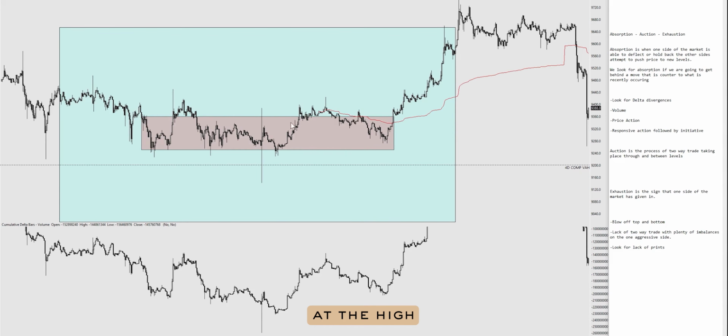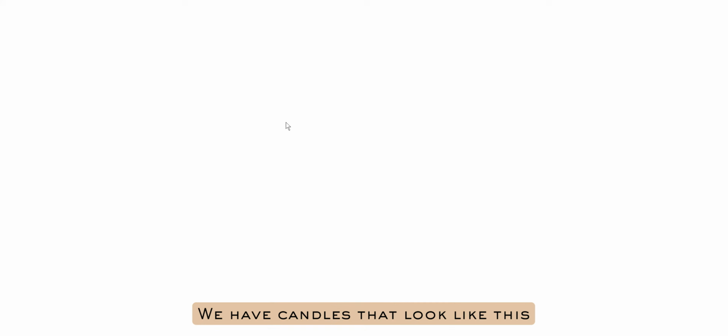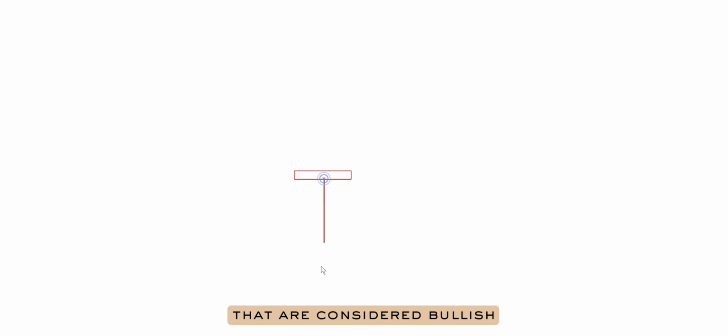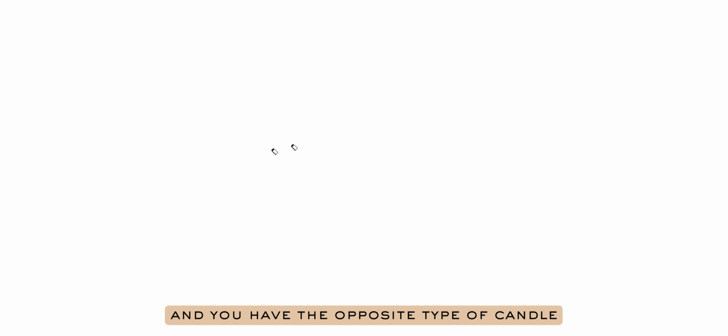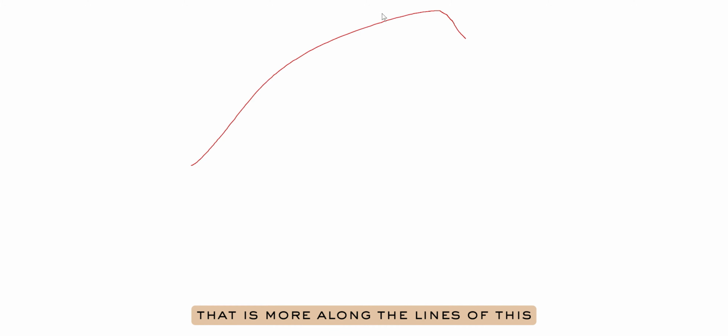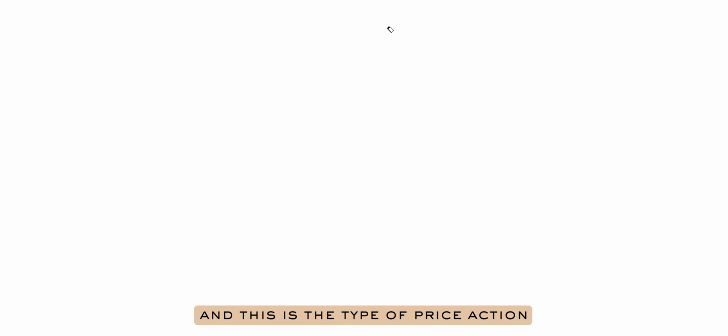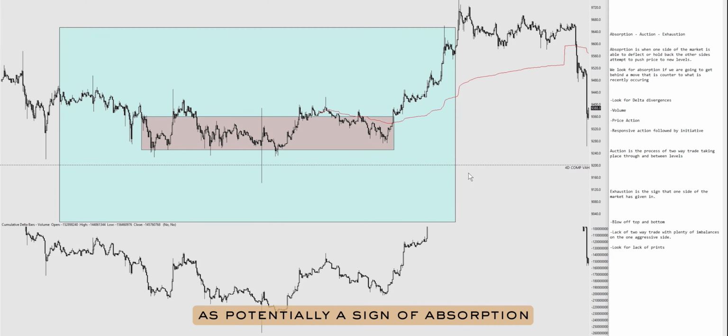If we're looking for absorption at the high, it had a large range, but unfortunately we were unable to close towards the high of that range, and most of the structure was at the low end of that candle. So you've seen this before. We have candles that look like this that are considered bullish at the bottom of moves, and you have the opposite type of candle that is more along the lines of this at the high. Okay, so this is a hammer candle, and this is the type of price action that would be interpreted as potentially a sign of absorption.